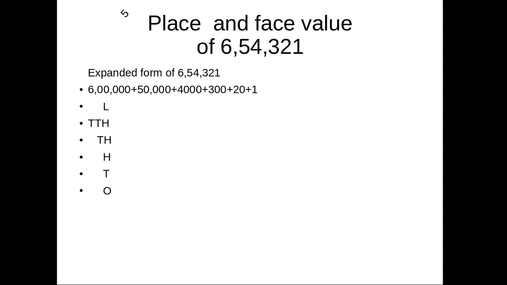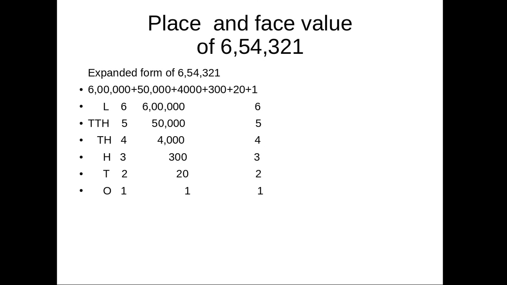Let's see. First we write lakh, 10,000, 1,000, 100, tens and ones. Then we have placed 6, 5, 4, 3, 2 according to their place value. 6 is in the lakh place, so its place value is 6 lakh. 5 is in the 10,000 place, so its place value is 50,000. 4 is in the place of 1,000, so its place value is 4,000. 3 is in the place of 100, so its place value is 300. 2 is in the place of 10, so its place value is 20, and 1 is in the place of 1, so its place value is 1.